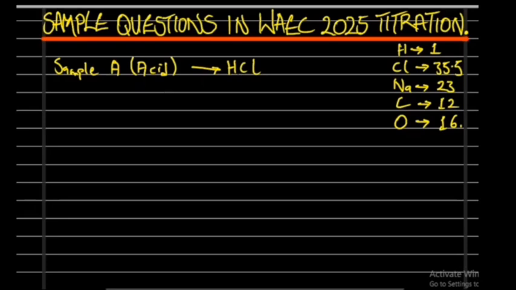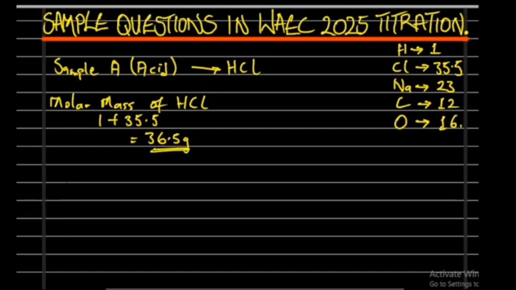So in the case of hydrochloric acid, this is how the molar mass will be calculated. Molar mass of hydrochloric acid, we have it to be 1 plus our chlorine, which is 35.5, and that will give us 36.5 grams. That will be the molar mass of our acid.